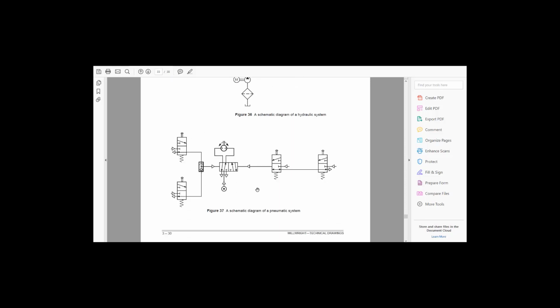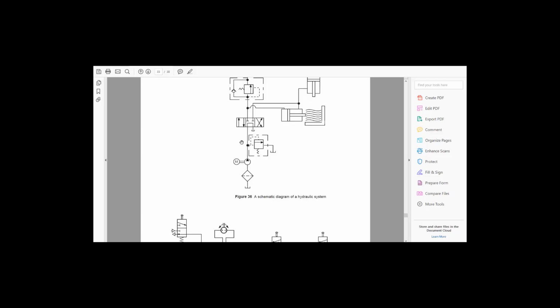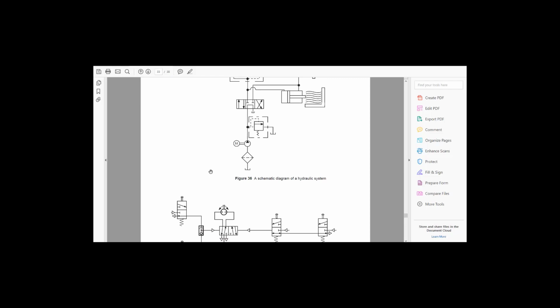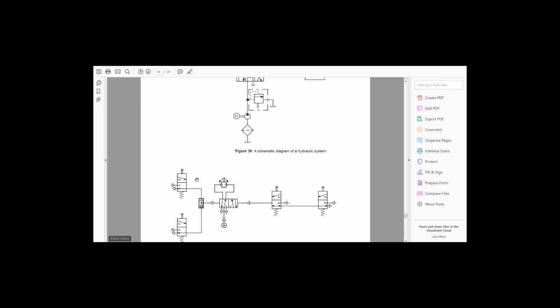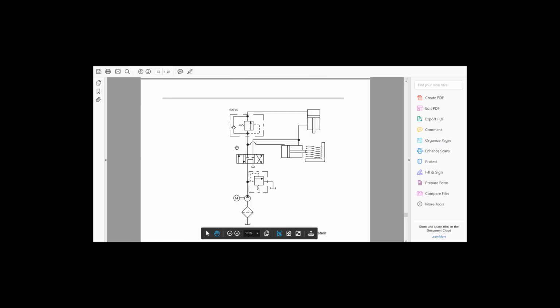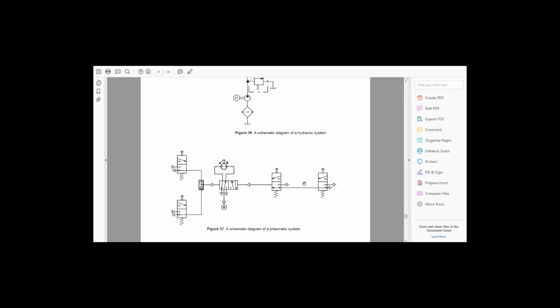This is the pneumatic system, which uses very similar symbols to hydraulic symbols. And as you know, a pneumatic system uses air to move components, while a hydraulic system uses pressurized oil for transmitting work.